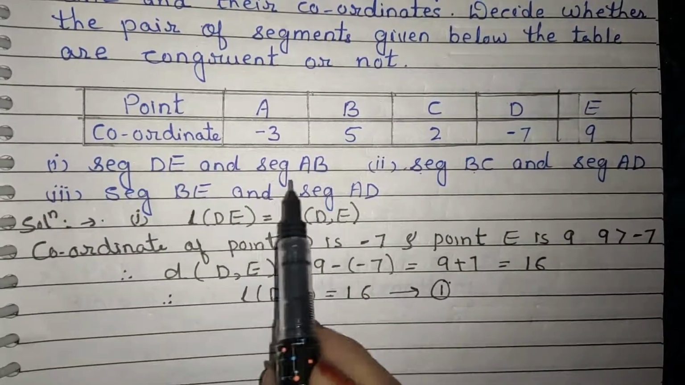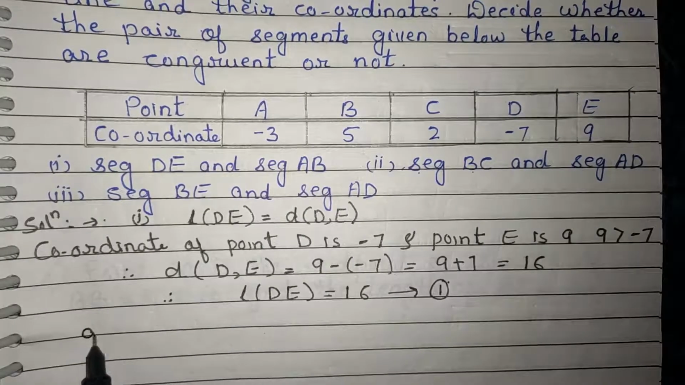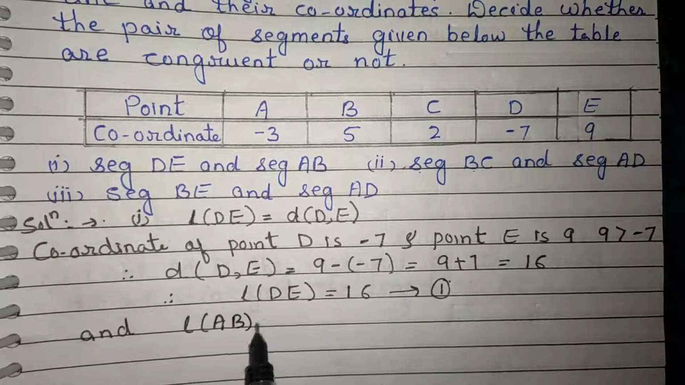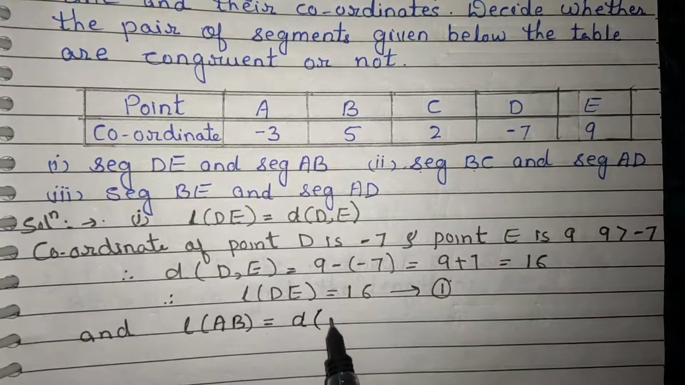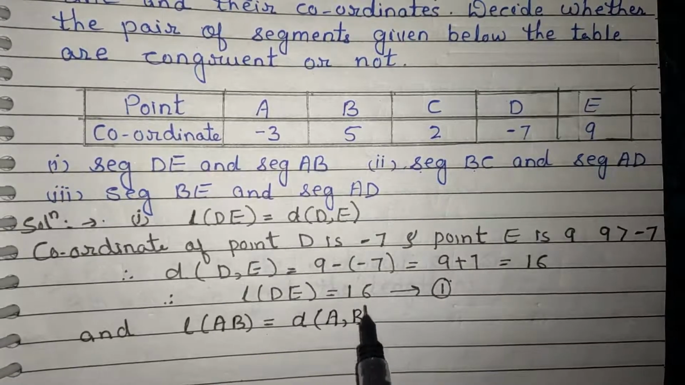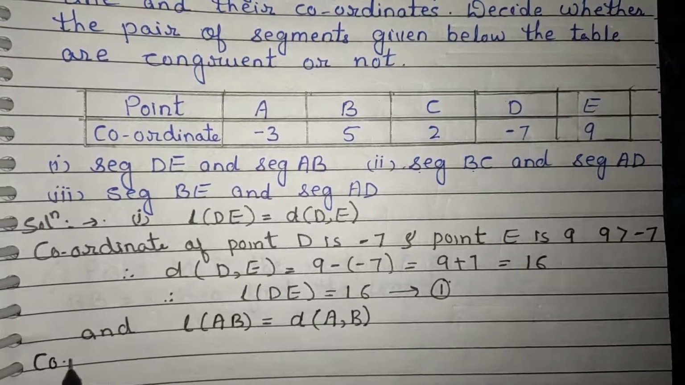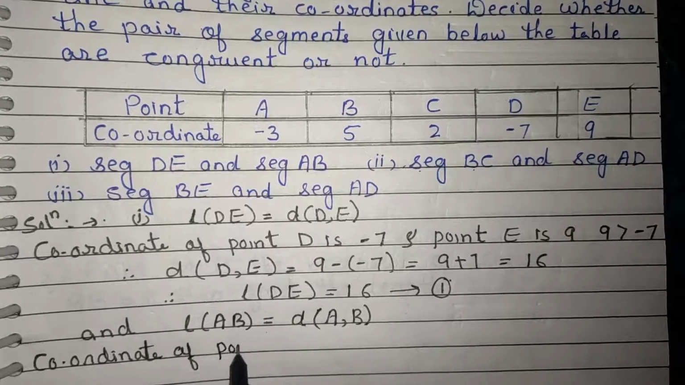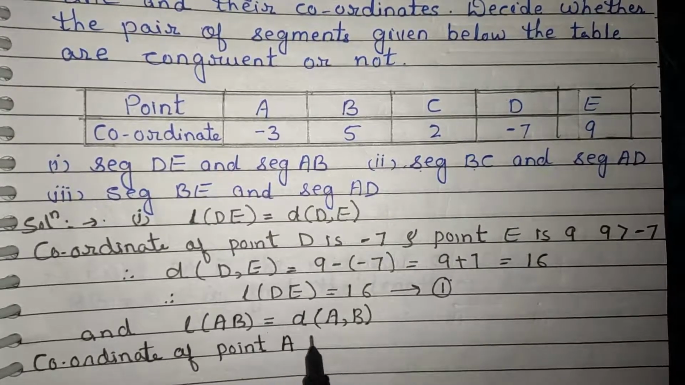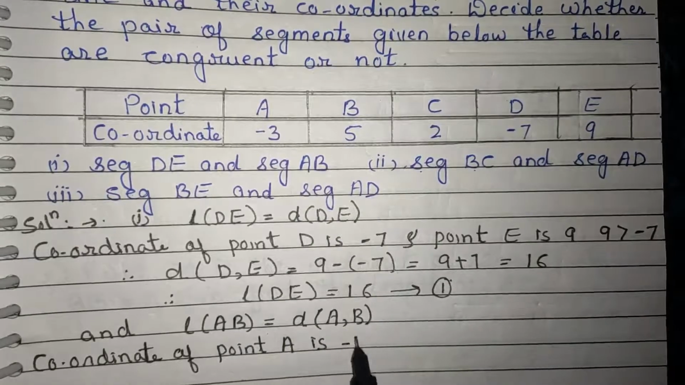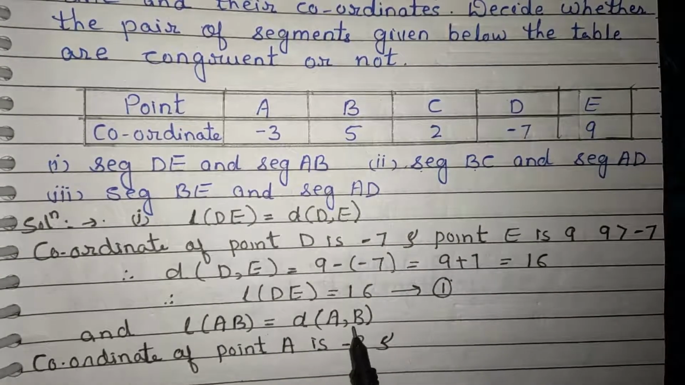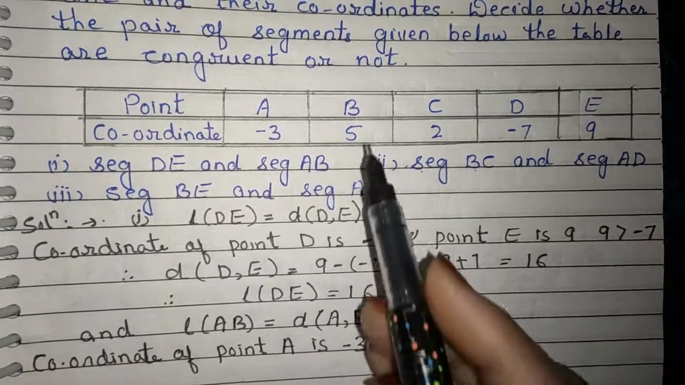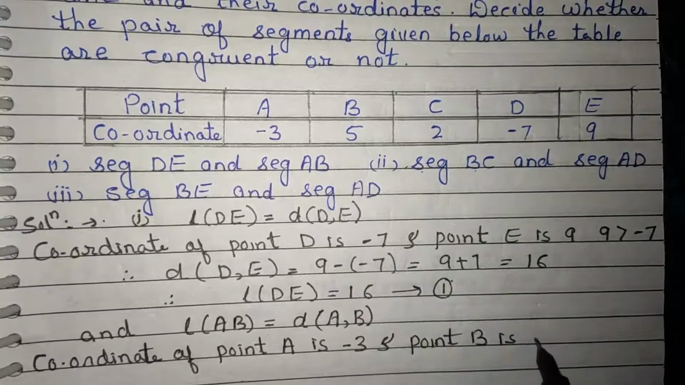Now, next one is segment AB, and length AB is equal to the distance between points A and B. Now look here. Coordinate of point A is -3 and point B is 5.